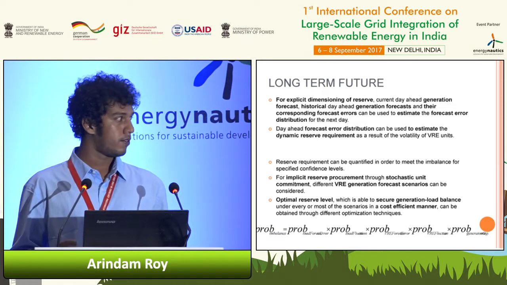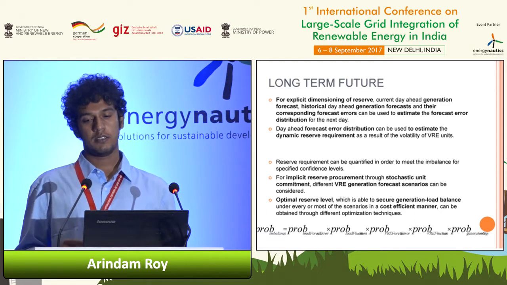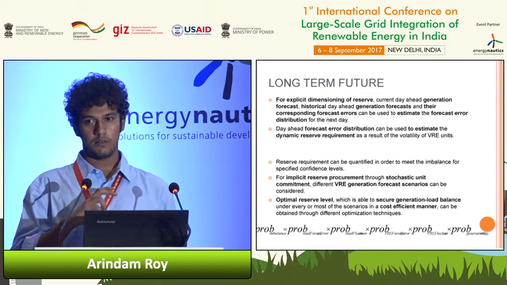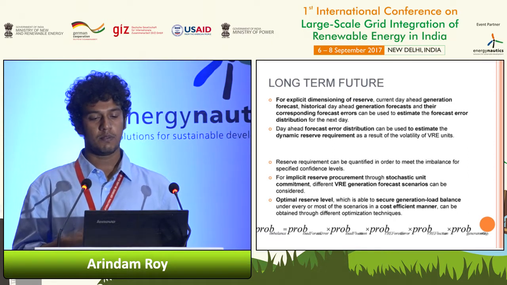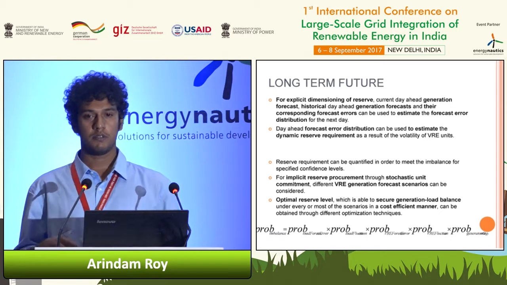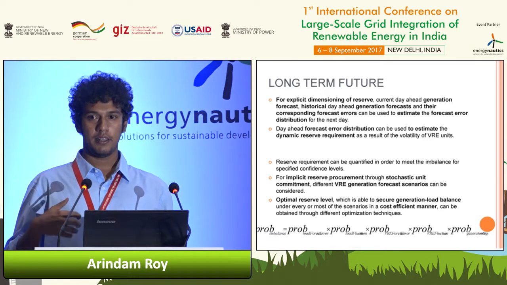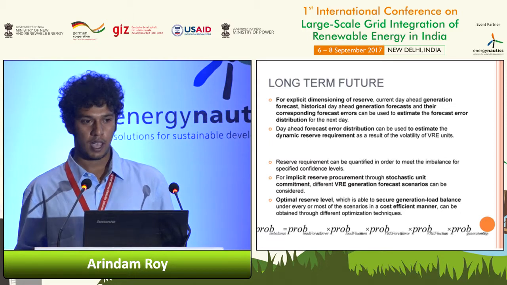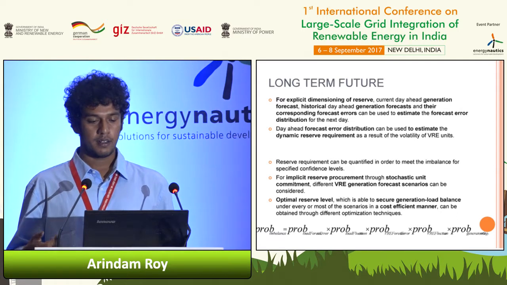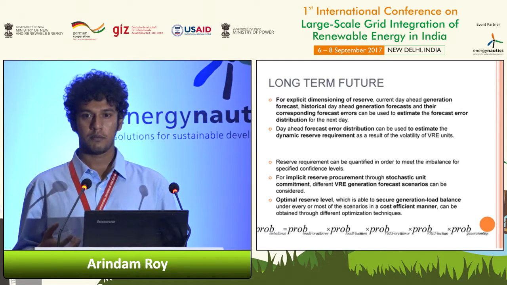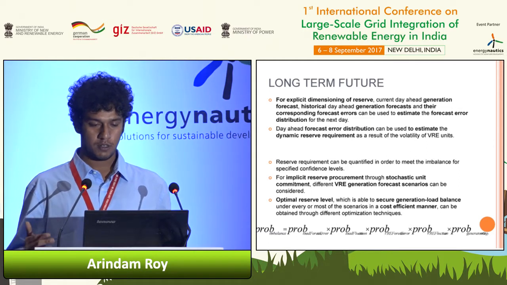And for the implicit reserve procurement, what could be done is that different scenarios of VRE generation forecast errors could be considered. And in the unit commitment procedure itself, reserve could be allocated and procured in such a manner that any scenario, if it happens, the reserve is sufficient to meet that. Or it can also be relaxed a bit so that extreme scenarios which have a very low probability may also not be considered.